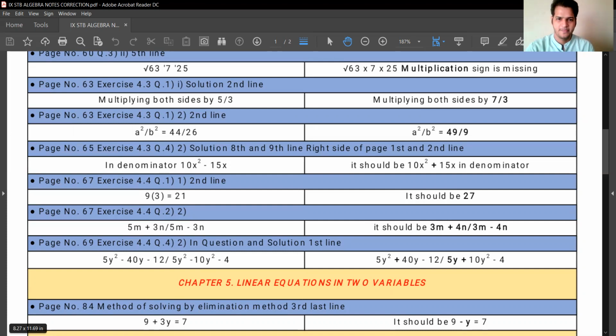Alright students, so these are all the corrections in your notes.